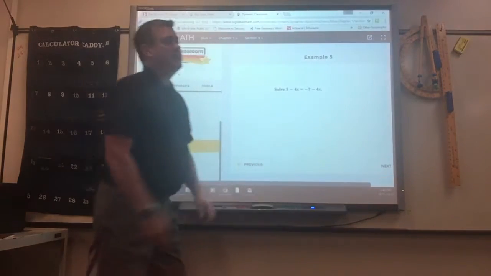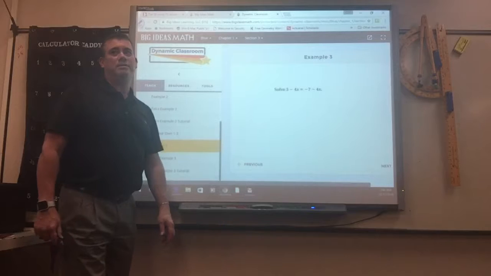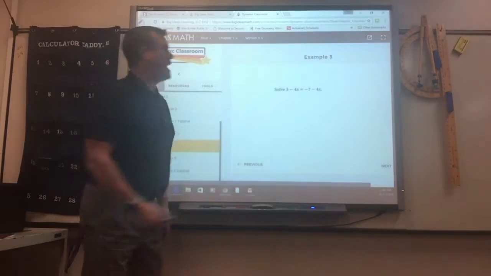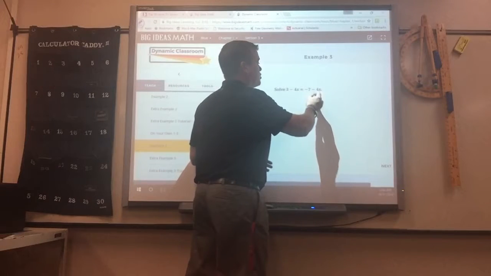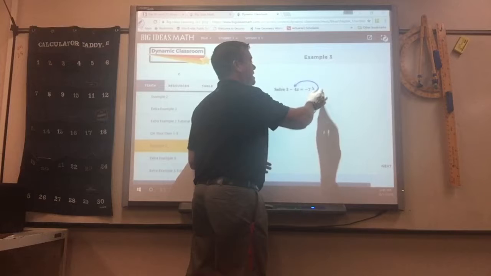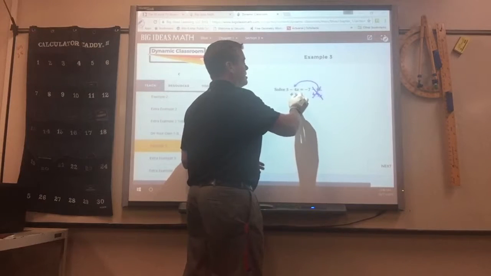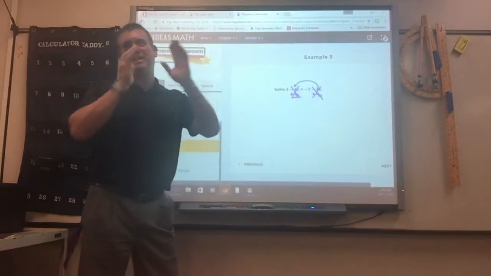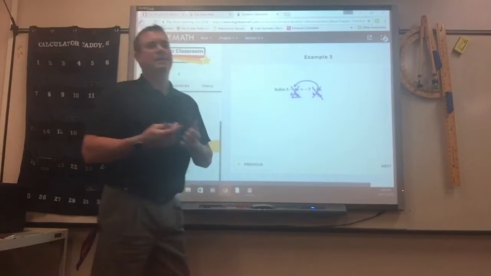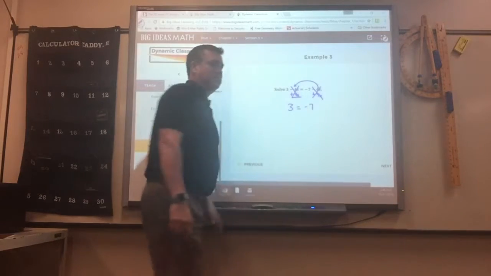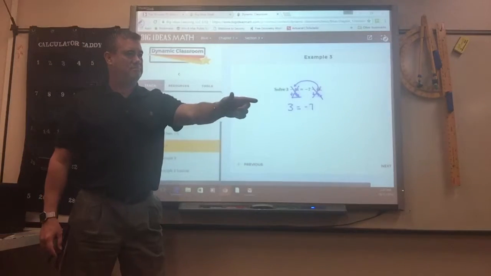Okay. Now this is one. What would you do first to solve this? Add 4? It doesn't matter which one I do it. If I add 4x here to try and get it out of there, it cancels, right? What happens there? That cancels. The x is canceled out completely. So what I'm left with is 3 equals negative 7. That's it.